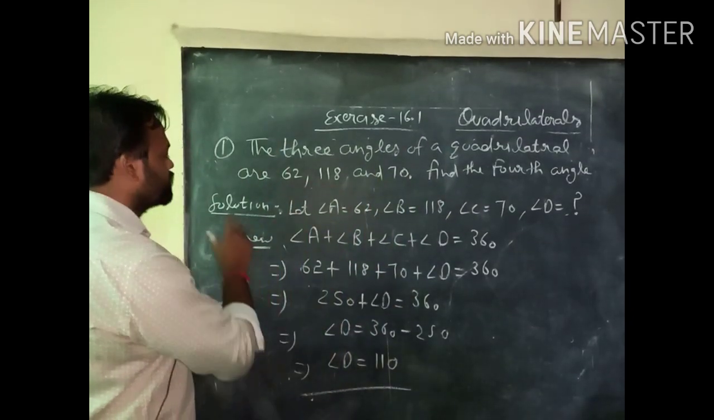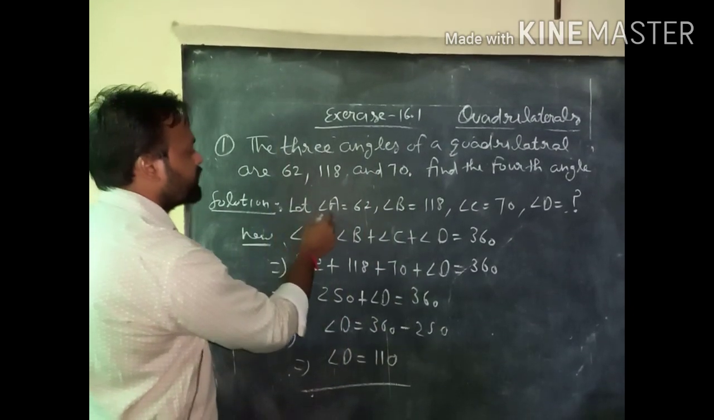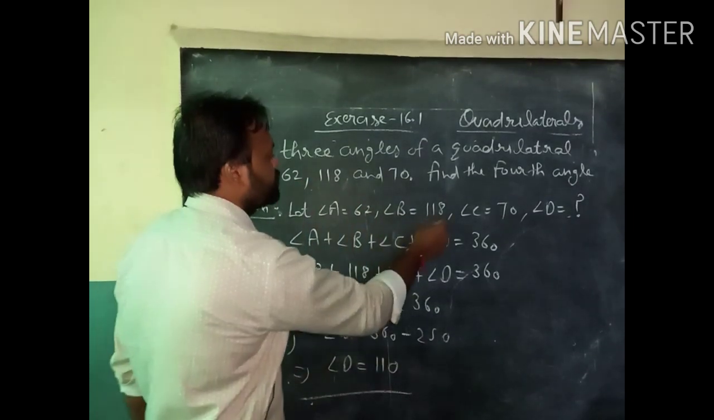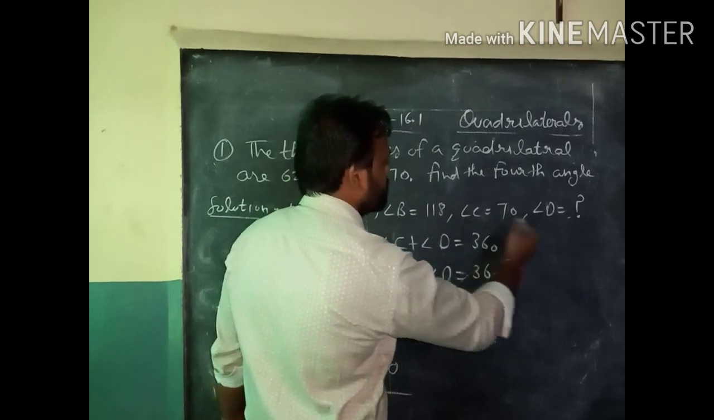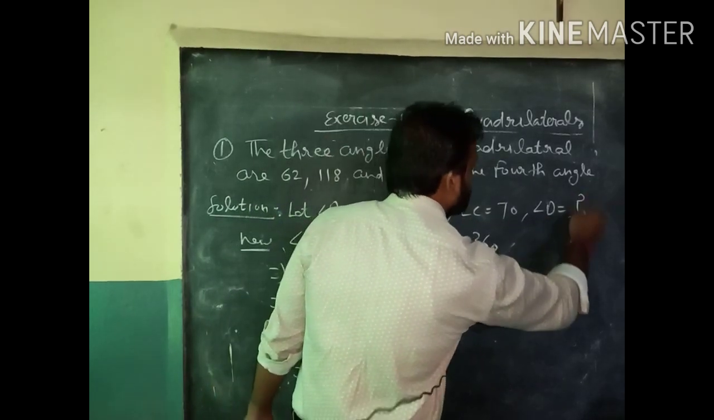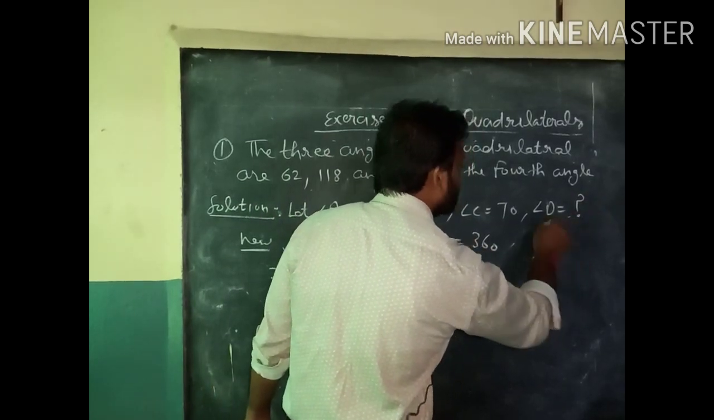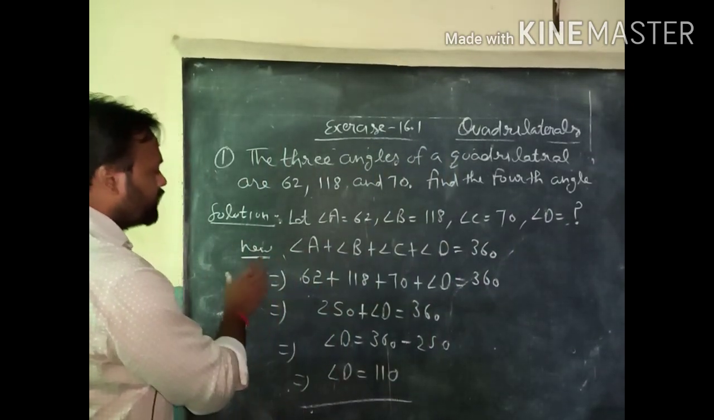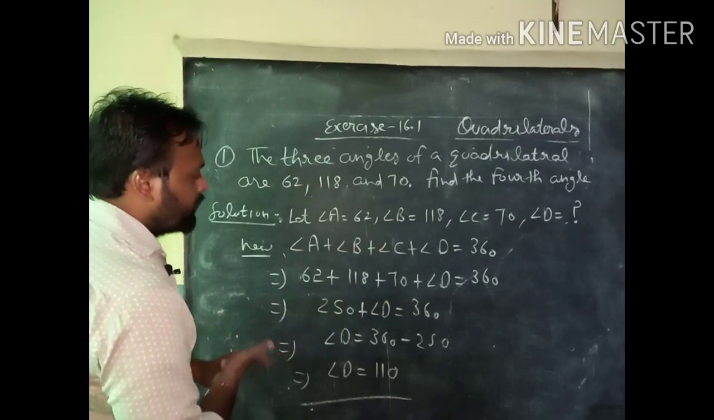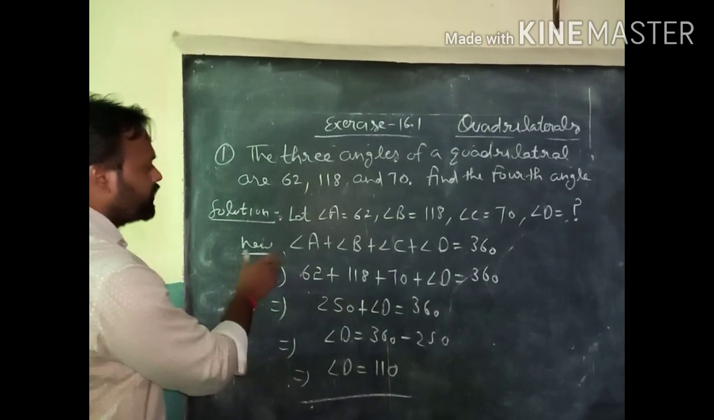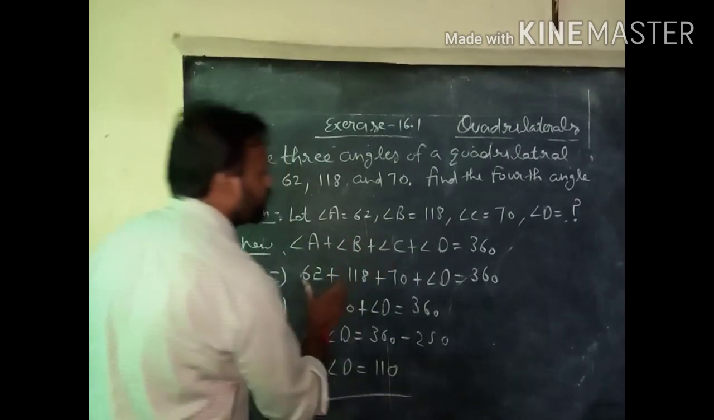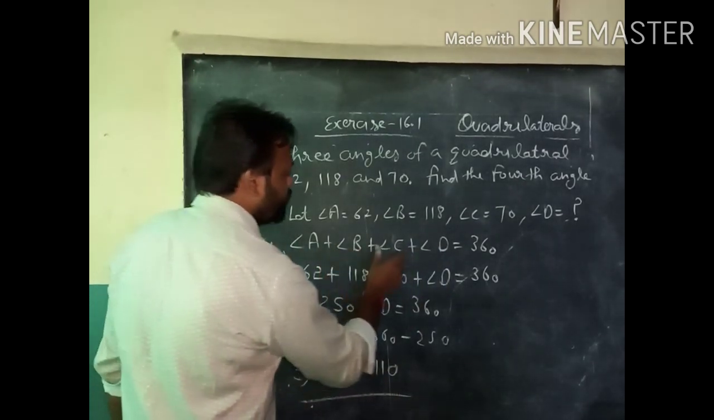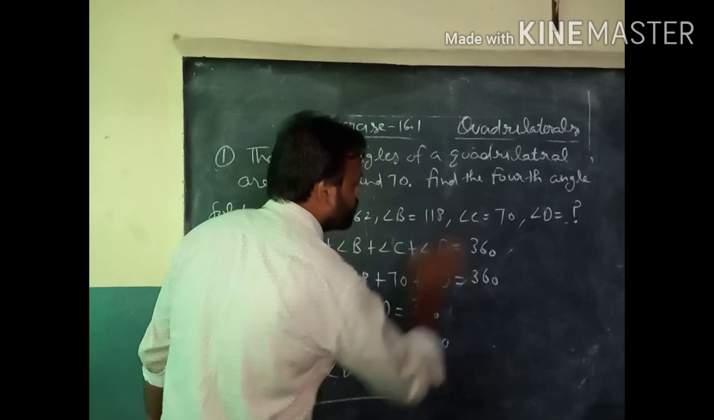Directly we can start. So the solution is, let the first angle, angle A, be 62, angle B is 118, angle C is 70, and angle D I have marked with a question mark, which means we have to find the value of angle D in this case. Now again we have to apply the angle sum property of the quadrilateral, meaning the sum of all the angles of the quadrilateral is 360. So angle A plus angle B plus angle C plus angle D is equal to 360.